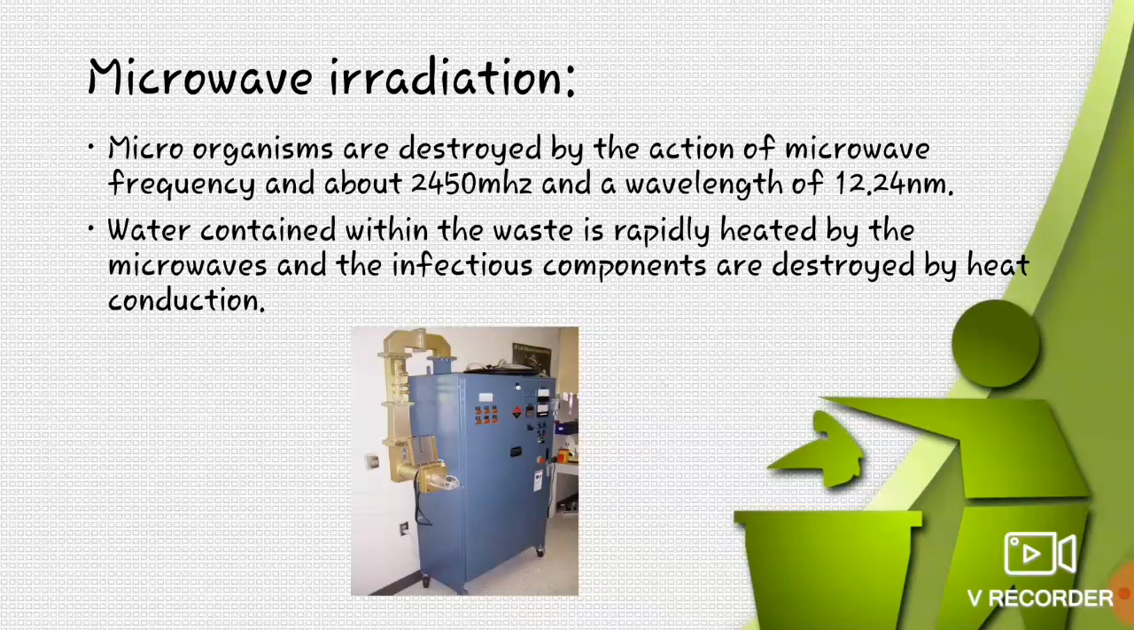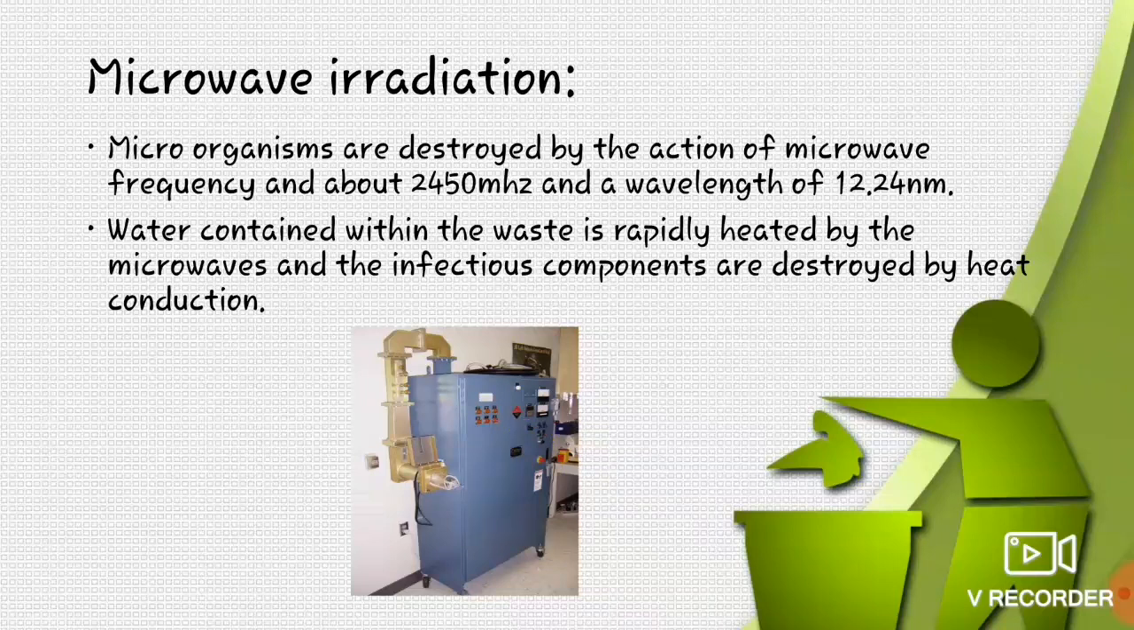Next, coming to the microwave irradiation. Microorganisms are destroyed by the action of microwave frequency at about 2450 MHz and a wavelength of about 12.24 nanometer. Water contained within the waste is rapidly heated by the microwave, and the infectious components are destroyed by the heat conduction. So this is a big chamber available in the microwave irradiation.